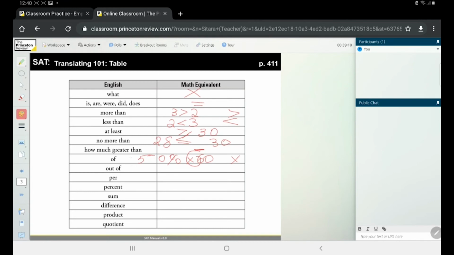Next, "out of." For example, let's say 3 out of 5. For this case, guys, we use a ratio. For example, 3 over 5.